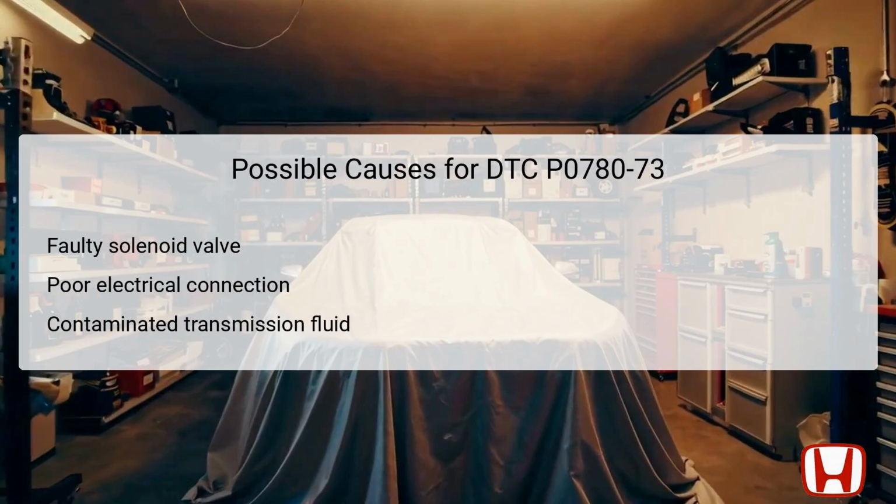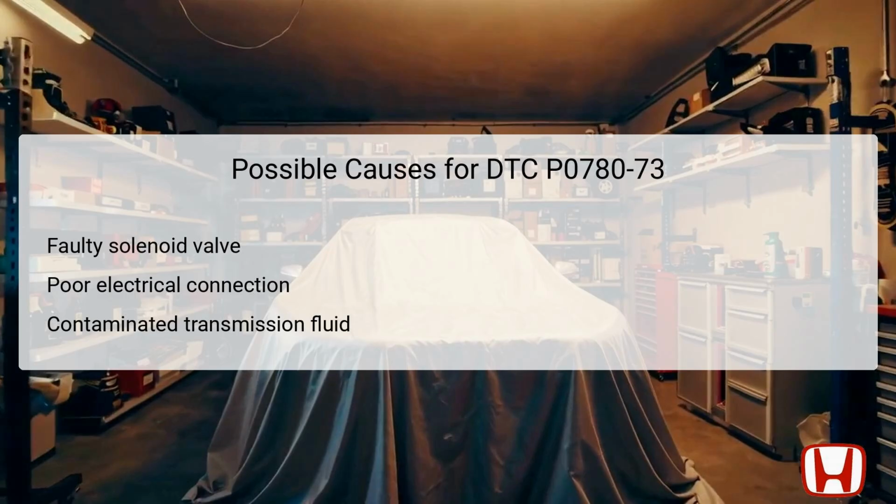When diagnosing DTC P0780-73, several potential causes need to be considered. A primary culprit could be a faulty CVT drive pulley pressure control solenoid valve that may be stuck in a constant position, affecting the proper flow of transmission fluid.